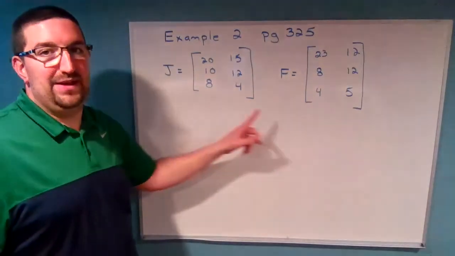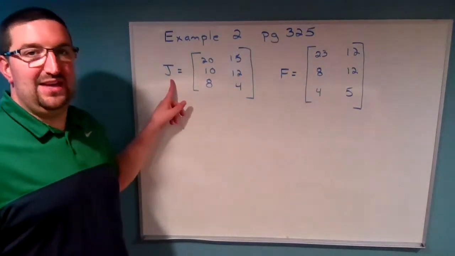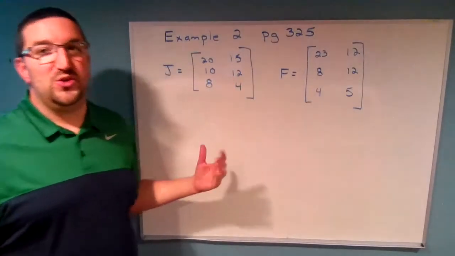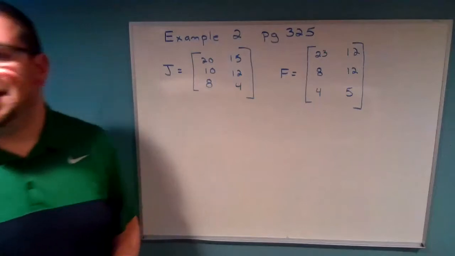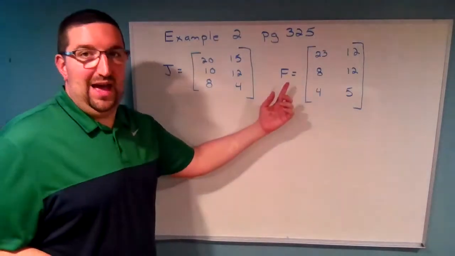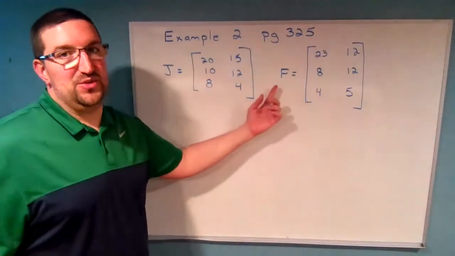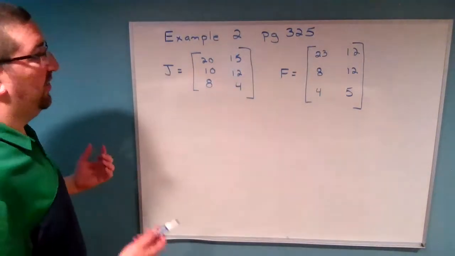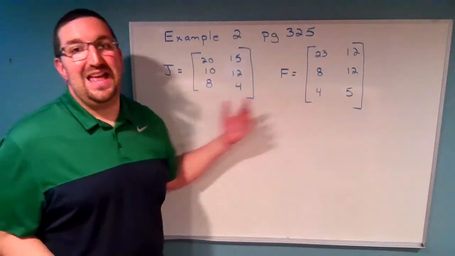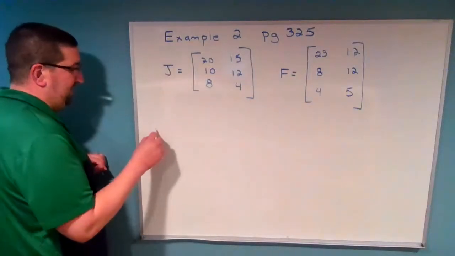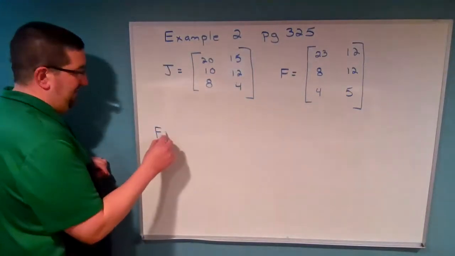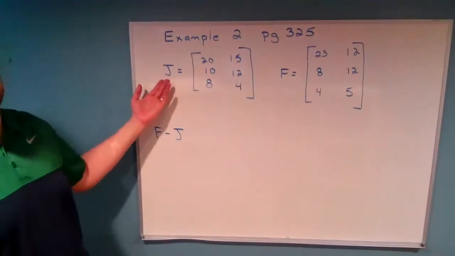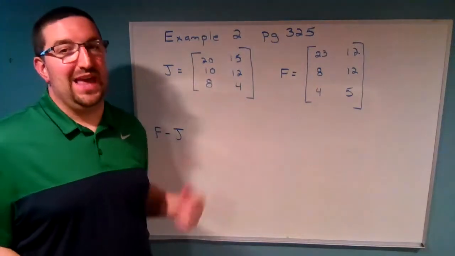So I set these up into 2 different matrices. We have J standing for January and F standing for February. What they want to do is they want us to figure out the difference or how much sales have changed. So the difference of February to January, what the actual sales difference was. So if we want to find the difference, we take the second and subtract the first. So what they want us to do is they want us to take matrix F and subtract matrix J.